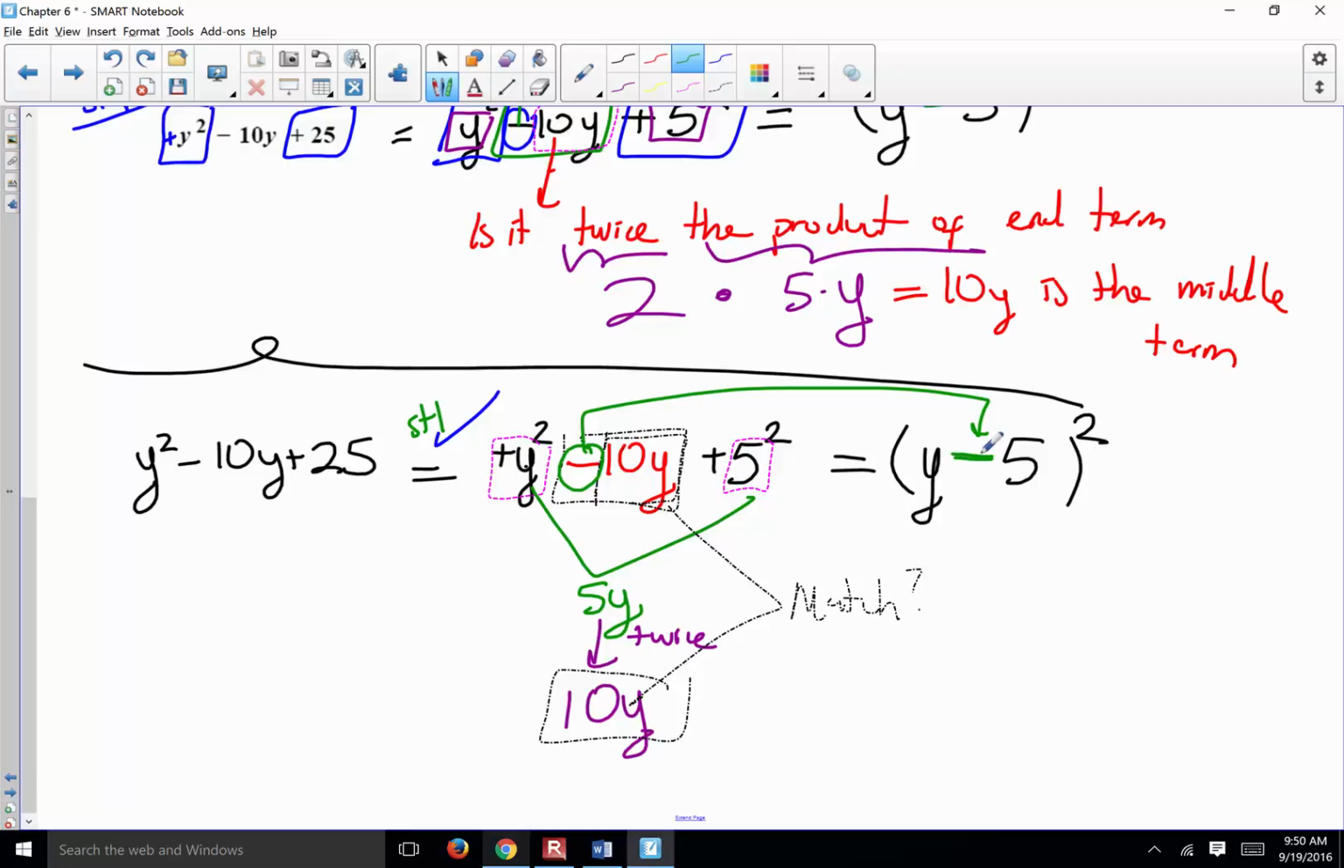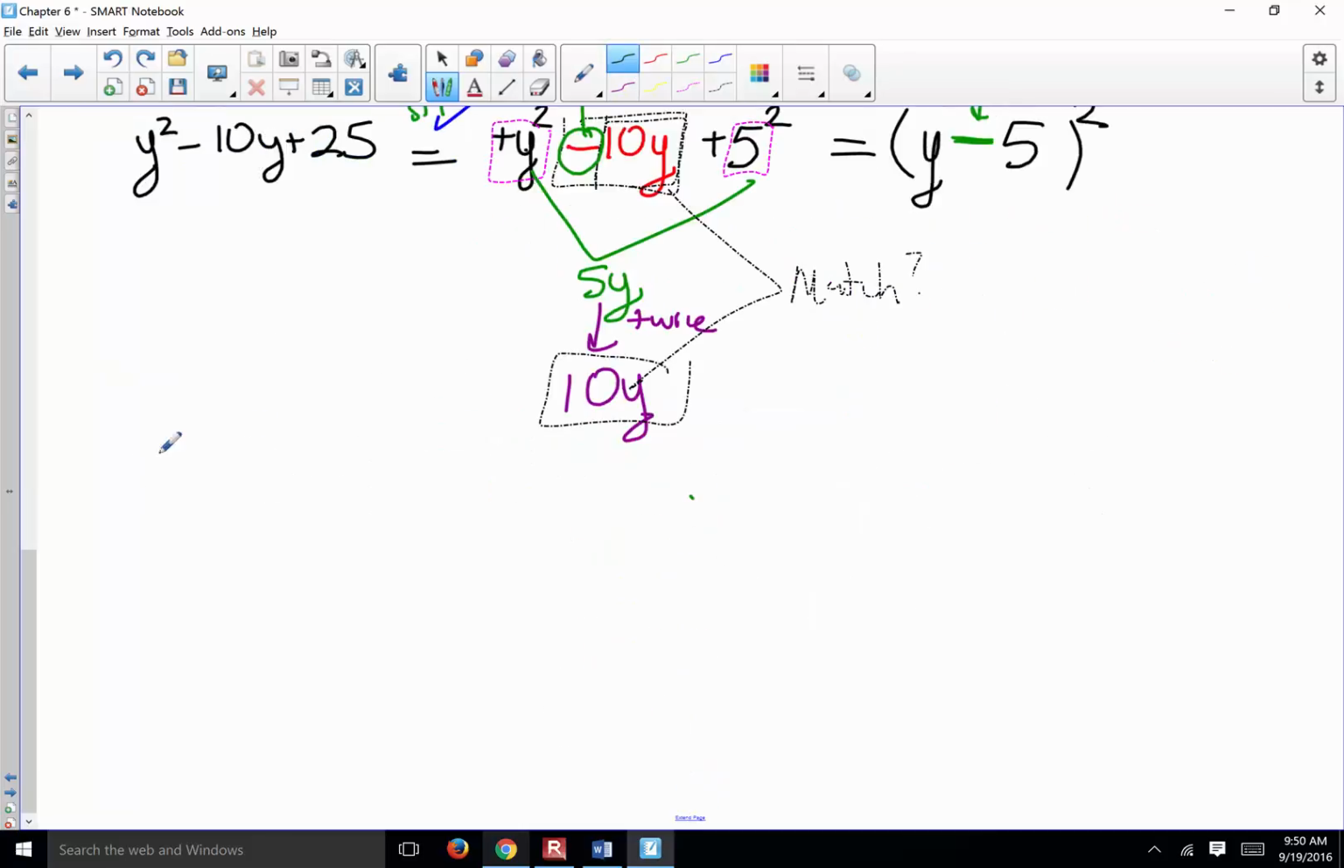Got it? So, if it was 2y squared minus 10y plus 25, and you changed it to 5 squared, would you just take 2y squared times 5 squared to get your twice the middle number? Yes, that's good. You mean 2y squared, minus 10y, and plus 5 squared. Then here's the test I'm going to do.